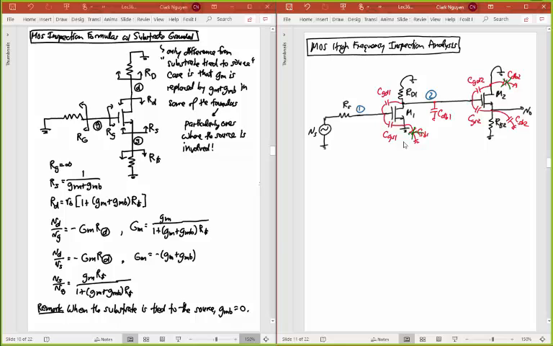The CGD1, I don't want to have to memorize that driving point resistance for a feedback capacitor, so I'm going to go ahead and convert this to Miller capacitors. So I have a Miller capacitor here. CM1 is going to just be CGD1 times 1 plus the gain of this thing, and we know the gain of this thing already is GM1 times RD1 for that stage.